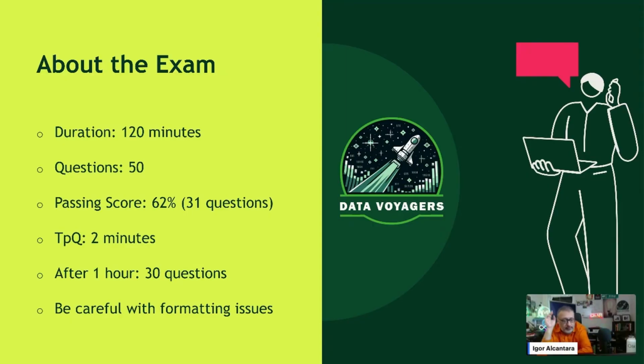So make sure you establish some milestones. For example, after 1 hour, you need at least 30 questions answered. If 1 hour passes and you have fewer than 30 questions answered, then you need to speed up a little bit.